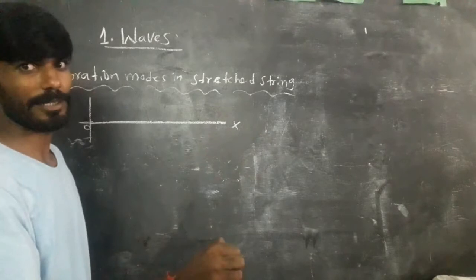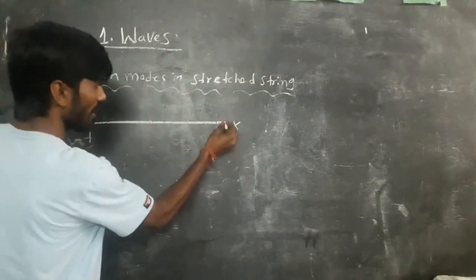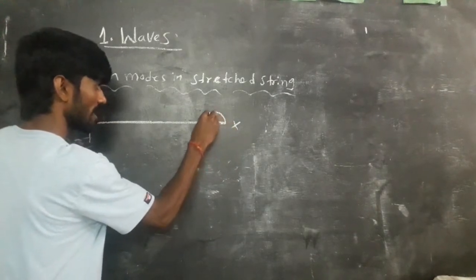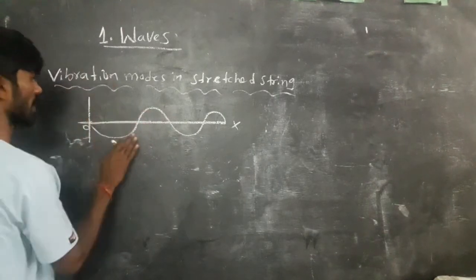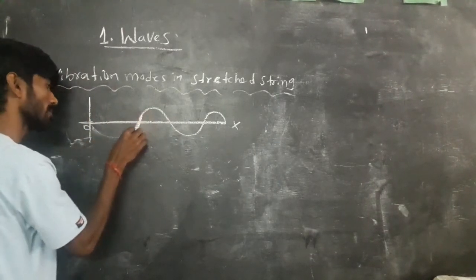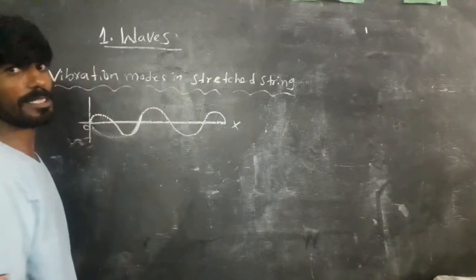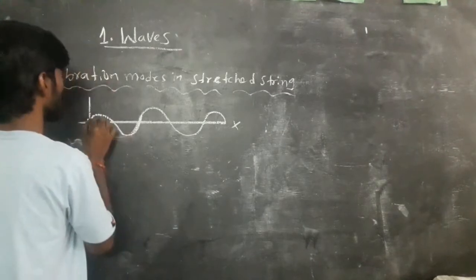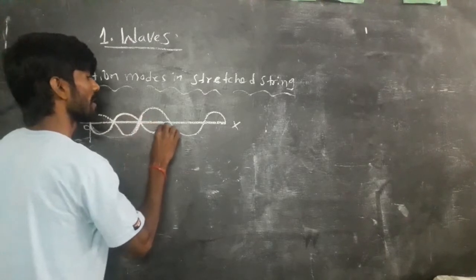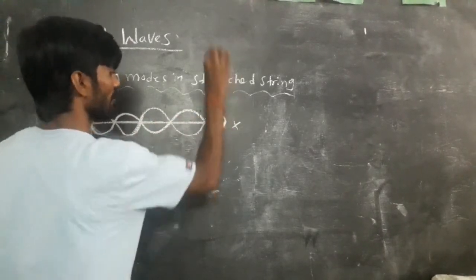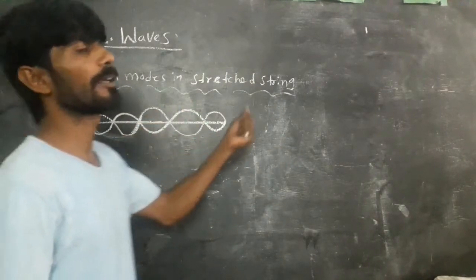When we pluck the wire once, we can get waves. The wave first travels towards the rigid support, forming waves in the form of transverse waves, and collides with the rigid support. When it collides with the rigid support, it is reflected and moves in the opposite direction, and it forms the stationary waves. These are the stationary waves. They are formed after reflecting the wave.